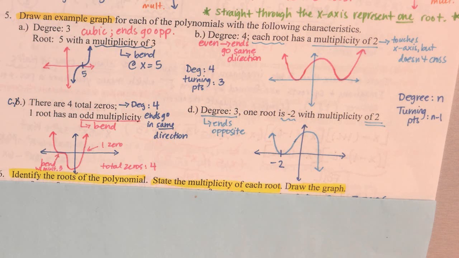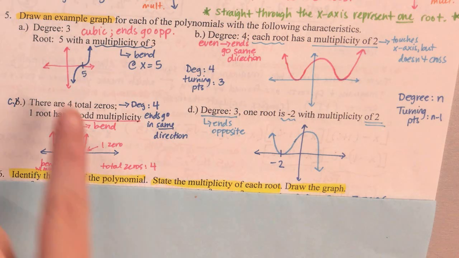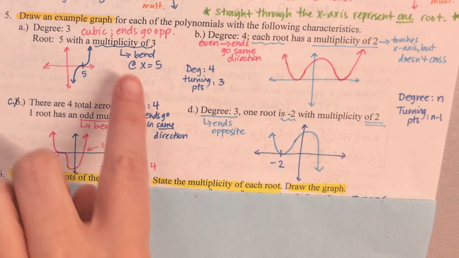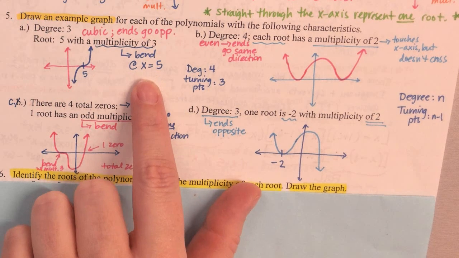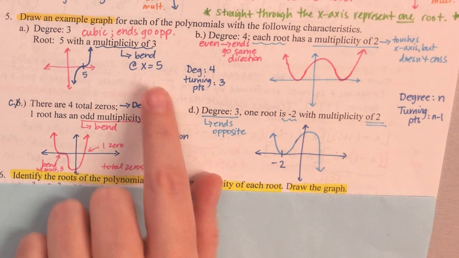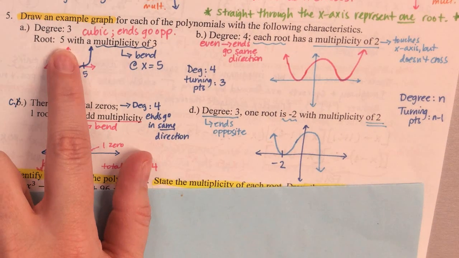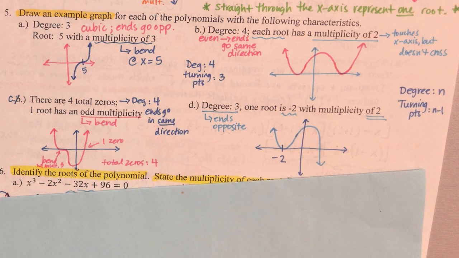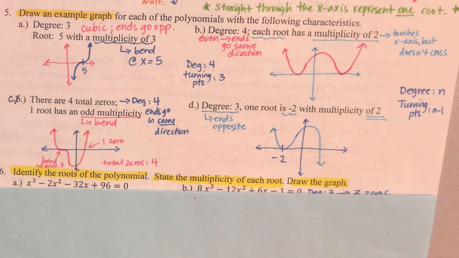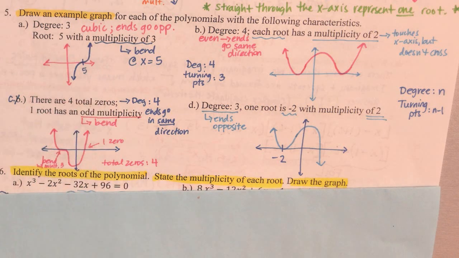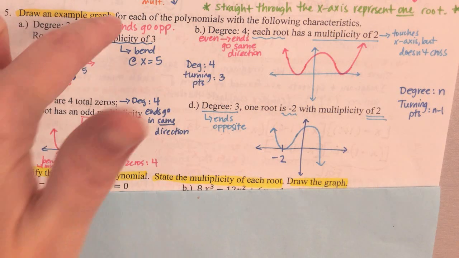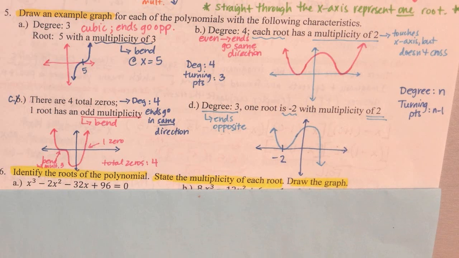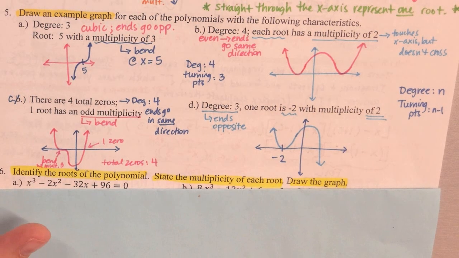Okay, so for part A, you do have to have something that either looks like this or its reflection. So if the multiplicity is 3, that means there's going to be a bend. And then because the root is 5, it has to bend at x equals 5. So it has to go through the x-axis. The degree is 3, so you can also think of it as an odd degree. The ends go in opposite directions. Okay, so that has to happen.